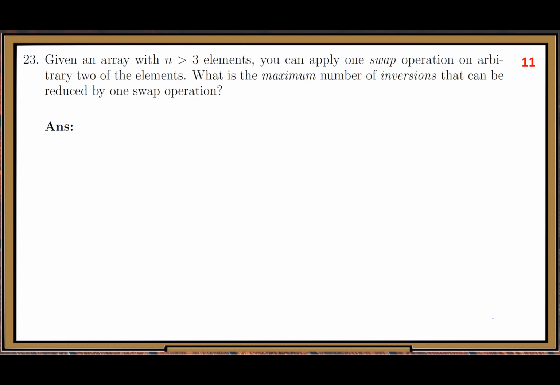Question number 23: given an array with n greater than 3 elements, you can apply one swap operation on arbitrary 2 of the elements. What is the maximum number of inversions that can be reduced by one swap operation? This question is a relatively hard one.